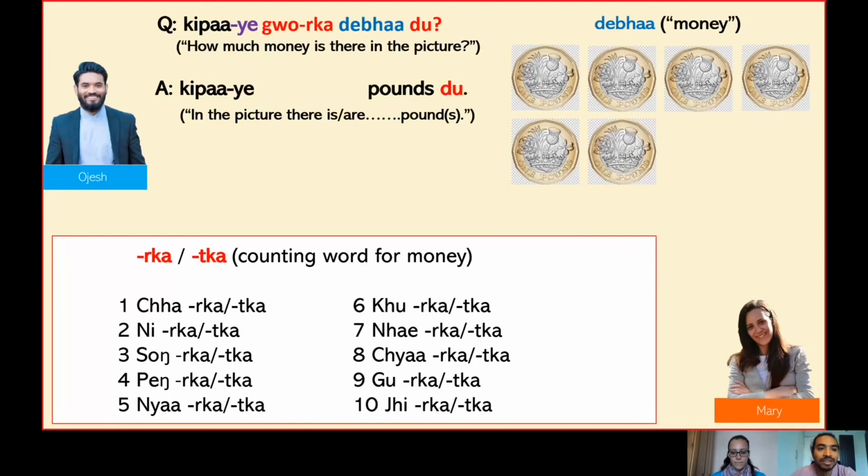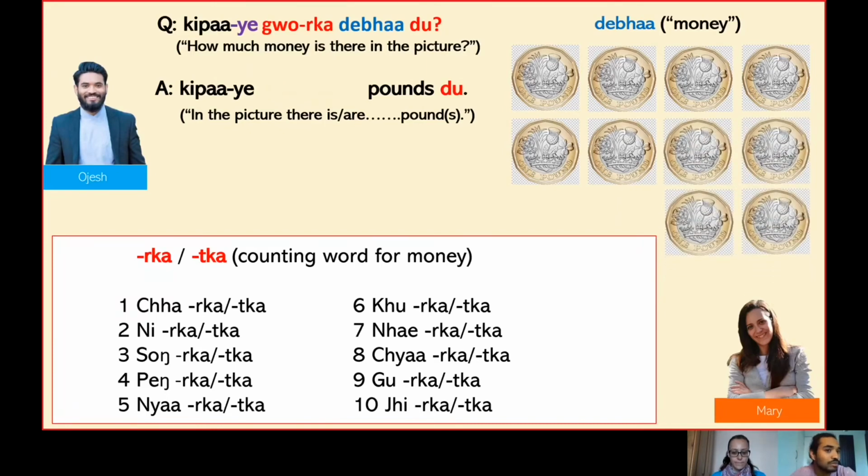Now please look at the next one. Kipa gorka dhevadu? Kipae kurka pounds do. In the picture, there are 6 pounds. All right. Now the last one. Kipa gorka dhevadu? Kipae jirka pounds do. In the picture, there are 10 pounds. Well done, Mary.